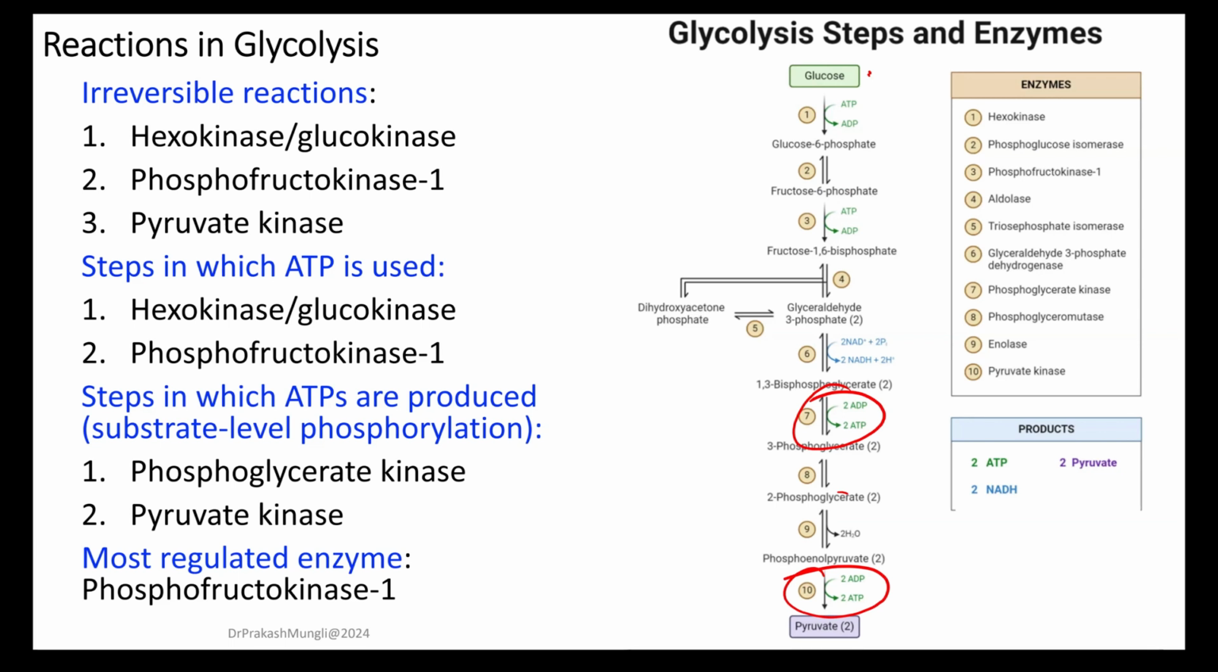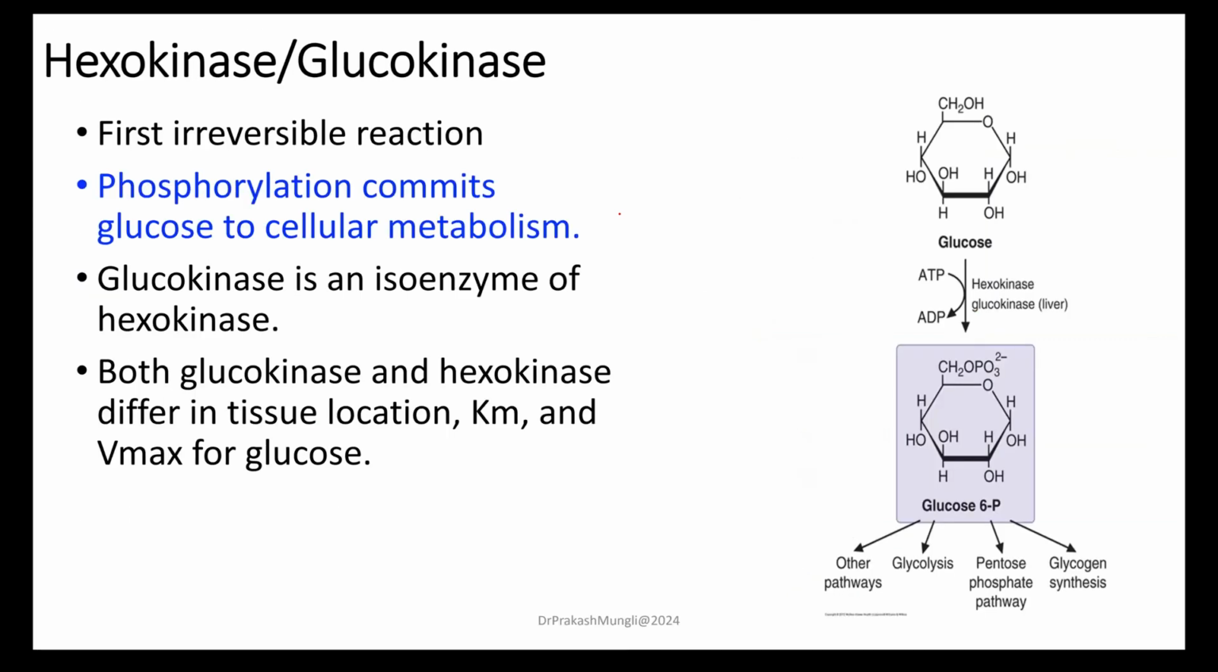And then the most regulated enzyme in the pathway is PFK1, phosphofructokinase number 1. And that is this reaction here. That is the most regulated reaction in glycolysis. So these are the areas, a couple of them I have written here. So let's go through the very first one.